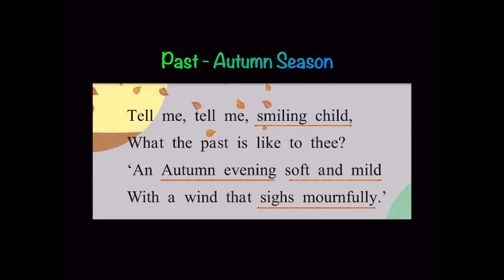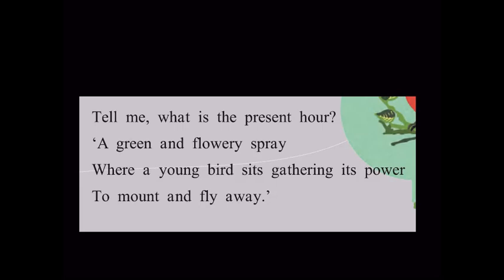Students, let's move on to the second stanza. Tell me, what is the present hour? A green and flowery spray, where a young bird sits gathering its power to mount and fly away. In the second stanza, the poet is asking the child what the child thinks of the present day. The child once again uses nature to answer the poet. The child compares the present to springtime.